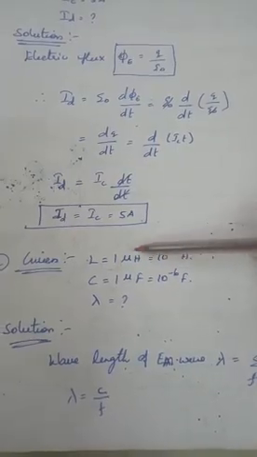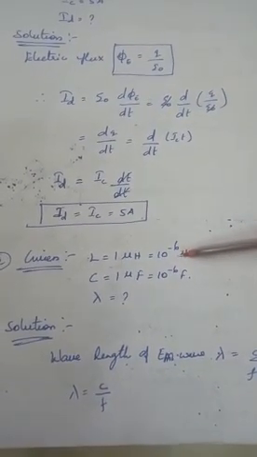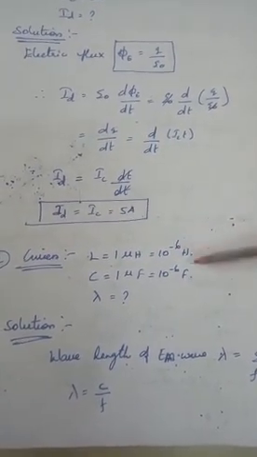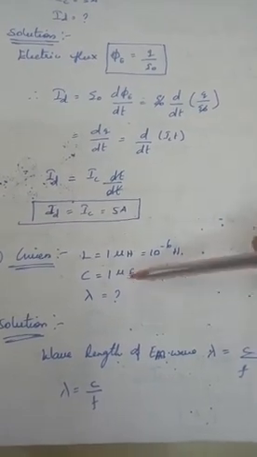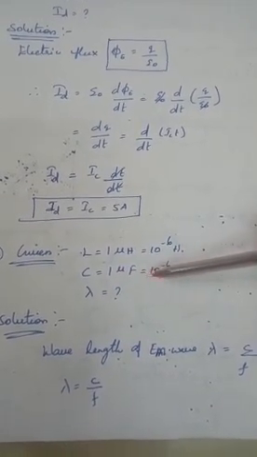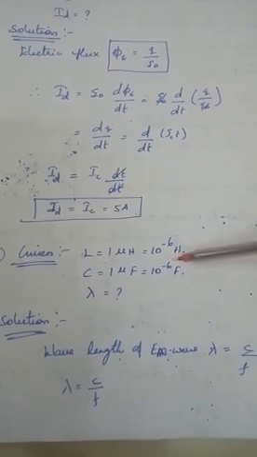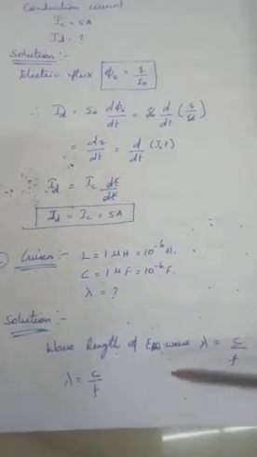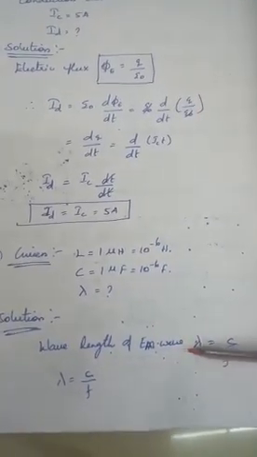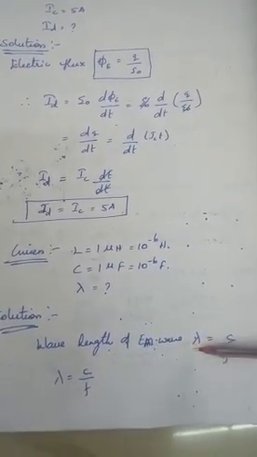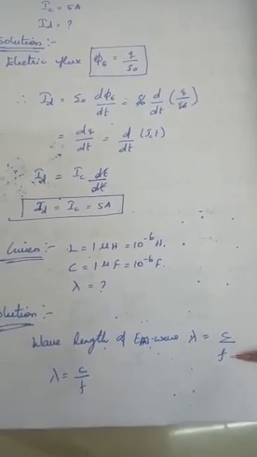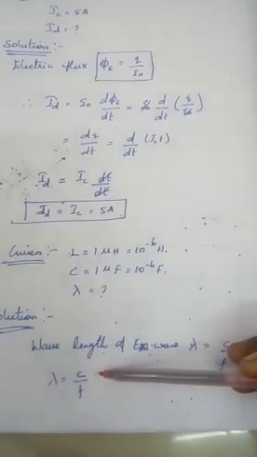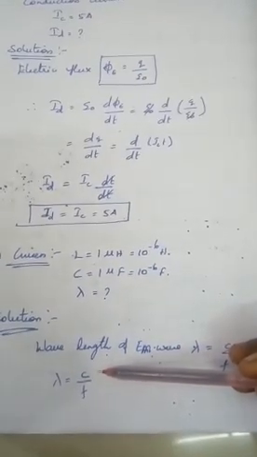Given L is equal to 1 micro henry. The micro value is 10 to the power minus 6, so 10 to the power minus 6 henry, and also C is 1 micro farad, that is 10 to the power minus 6 farad. We have to find out the wavelength, that is lambda. The solution: the wavelength of the EM wave, lambda, is given by the general formula lambda is equal to c by f. Here c is referred to as the velocity of light, or the speed of light.